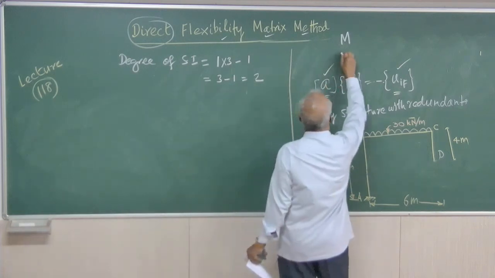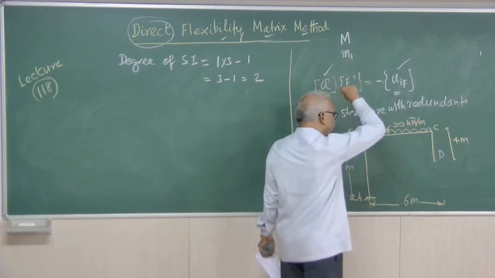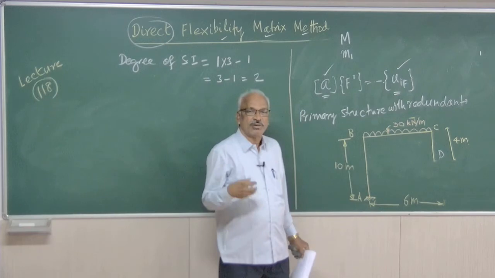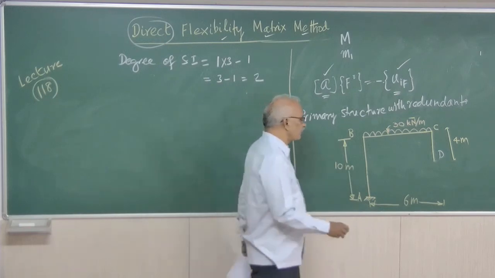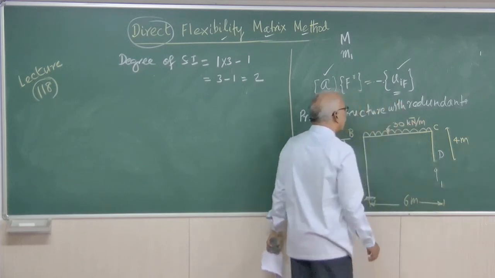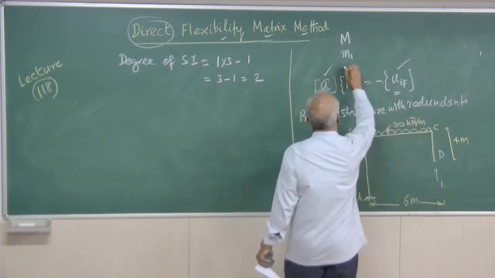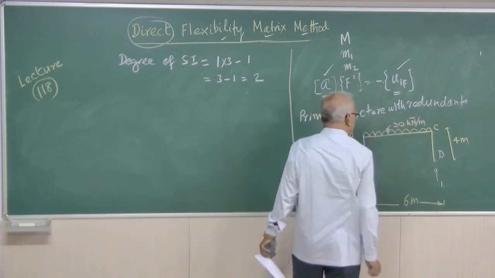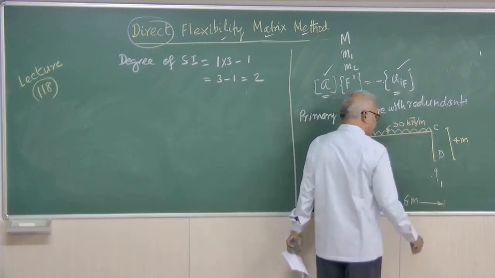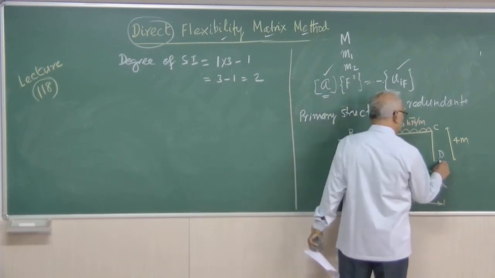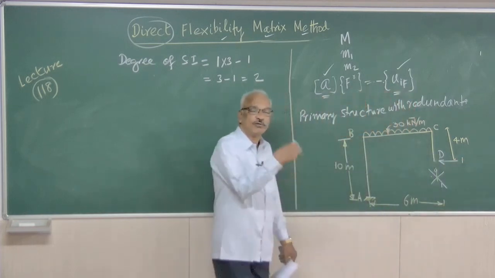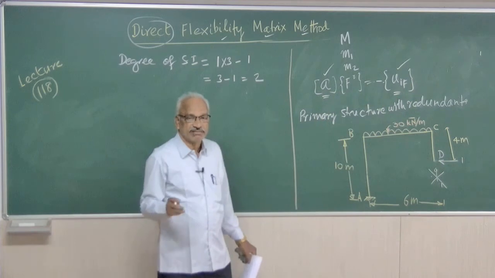Then we will find out M1. M1 is the bending moment at various sections of the given structure due to the application of the first redundant equal to unity. Then we will find out M2. So when you apply M1, forget about this force. Then M2 will be: apply the redundant 2, HD equal to unity, find out the moment at various sections, that will give you the value of M2.